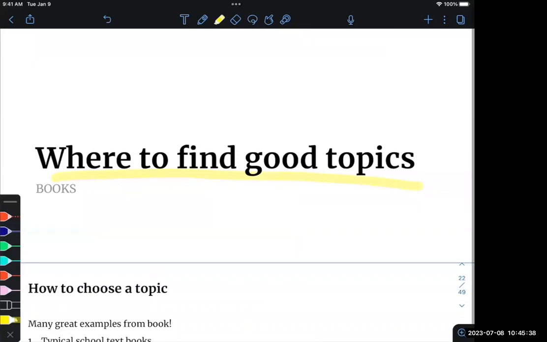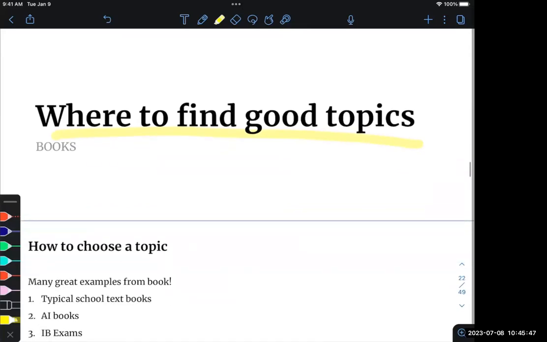Thank you, guys. All right, so let's now move into the second part. If you have not chosen any topic yet, or if you already have a topic and are still doubtful about it, here are some good suggestions that I can give you.